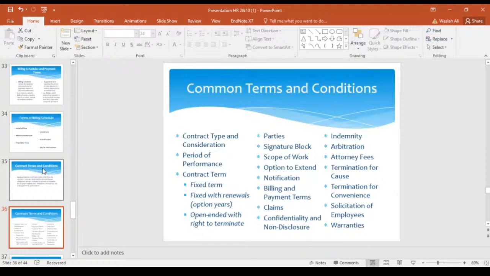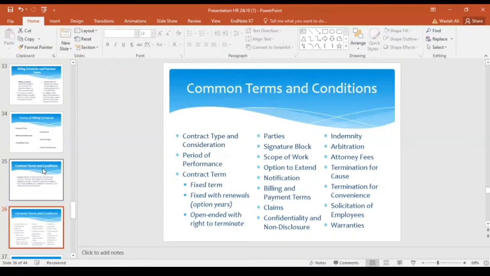Then we have attorney fees. These terms help to resolve disputes outside the court. If we have any dispute between two parties, then they have to resolve the dispute outside the court. Then they follow these terms and conditions which are listed within this type.